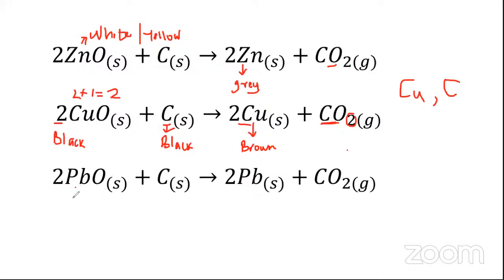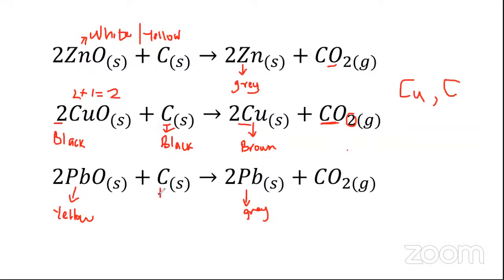Then this is lead 2 oxide. This is a yellow solid. Then this is a gray solid, a gray metal. Okay, and again this is black.